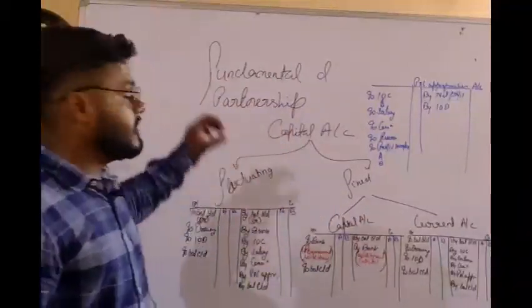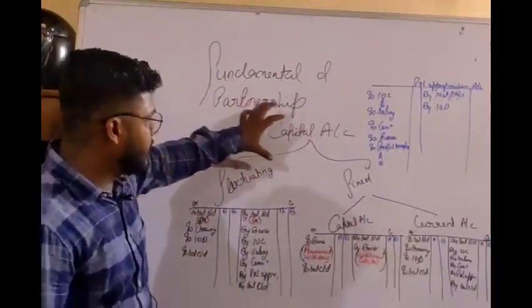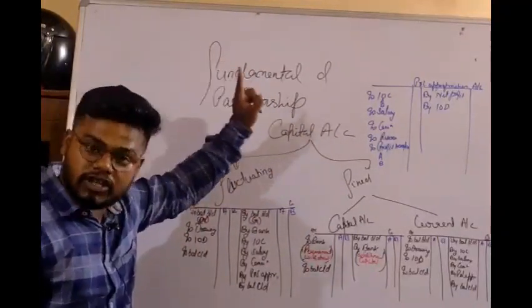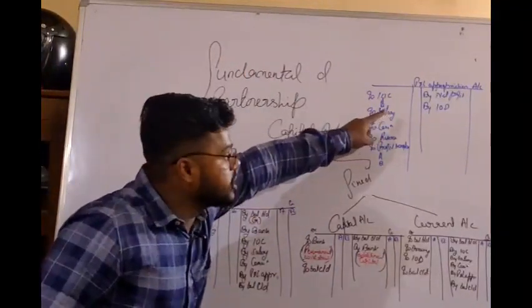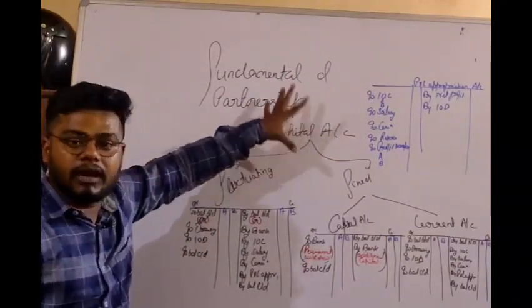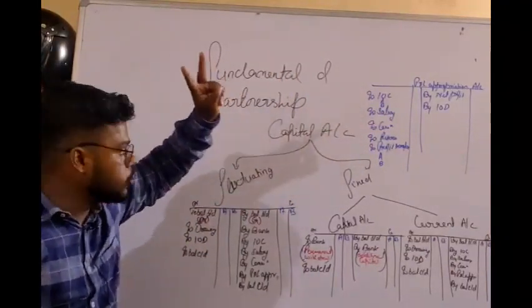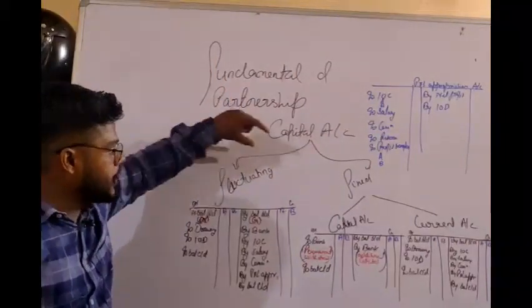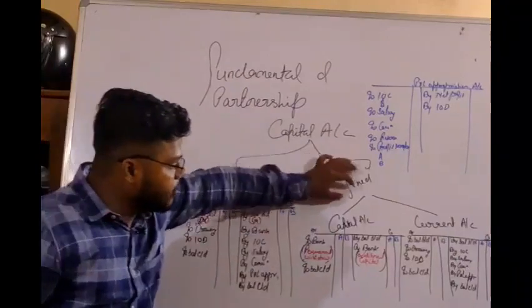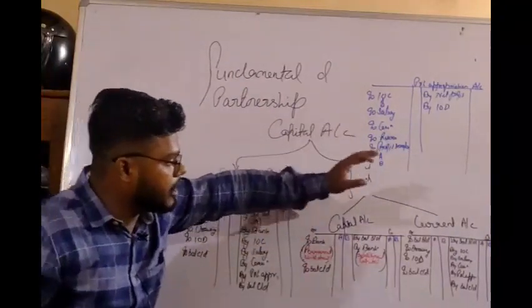Morning. We are starting with the capital account. Sir, what do you mean by capital account? I have told you earlier that we prepare profit loss account, then we prepare profit loss appropriation account, and then we prepare capital account. Right now, capital account we prepare in two methods: fluctuating and fixed. In fluctuating we prepare one account, and in fixed we prepare two accounts: capital account and current account.